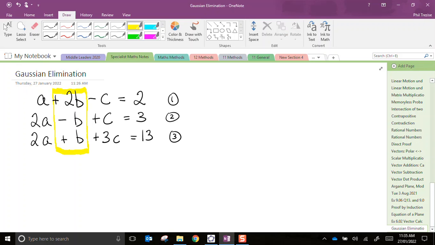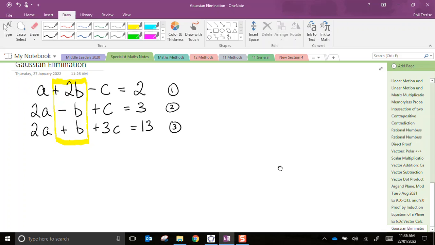Now, to do this, I don't try to do all three at once. I'll try to do just two equations. Looking at equation 1, I note that the coefficient of b is positive 2, and in equation 2, it's negative 1. They don't exactly match. I would need to double the size of this second value in order to make it equal and opposite. And that's exactly what I'm going to do.